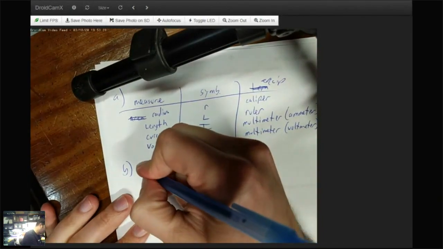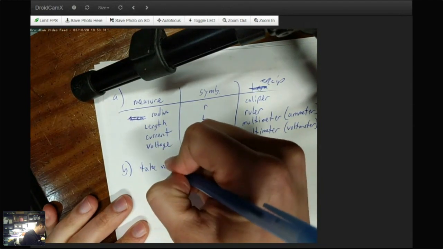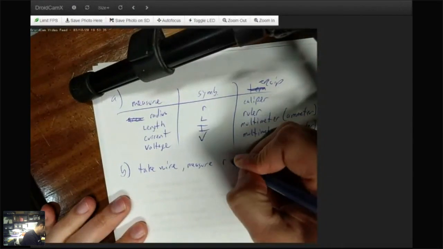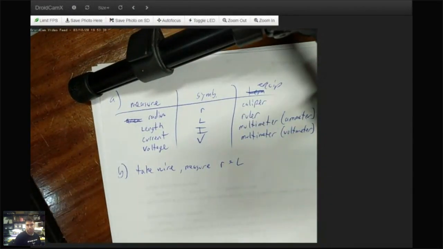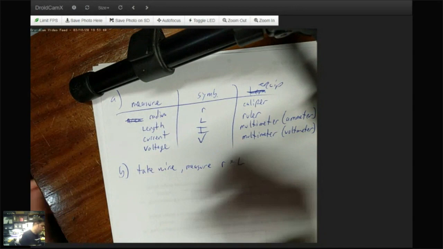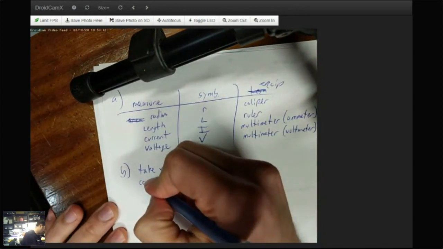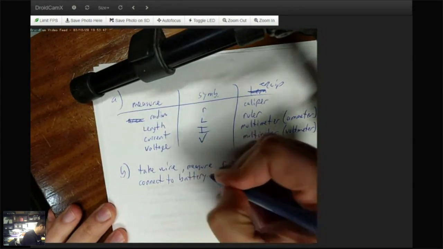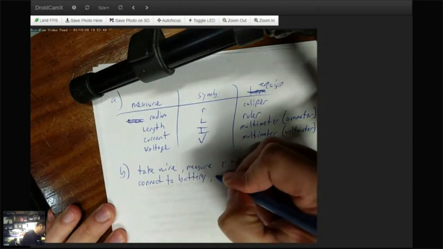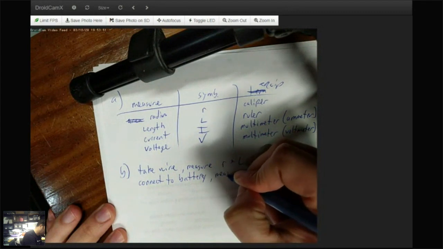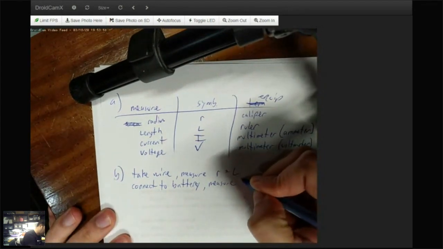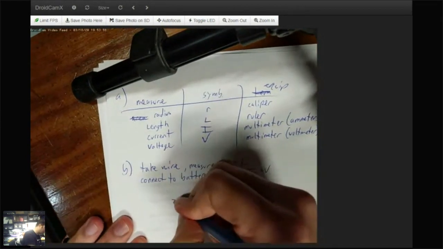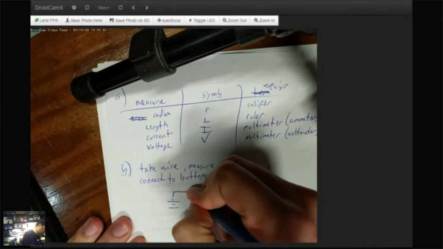But basically, we're going to take the wire. We're going to measure the radius and the length. So far, so good. We're going to hook it up to a battery. And then measure I and V. And my sample circuit, since they asked for a drawing, would look something like this.